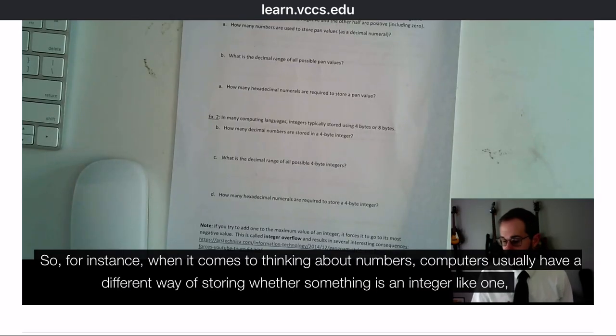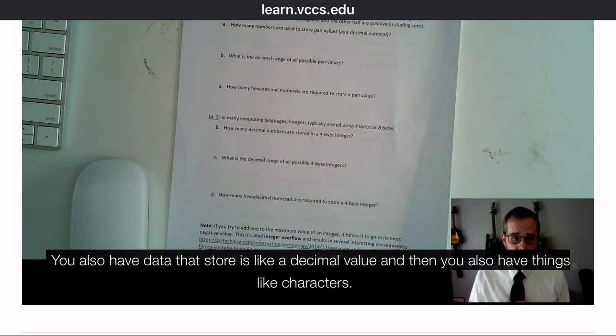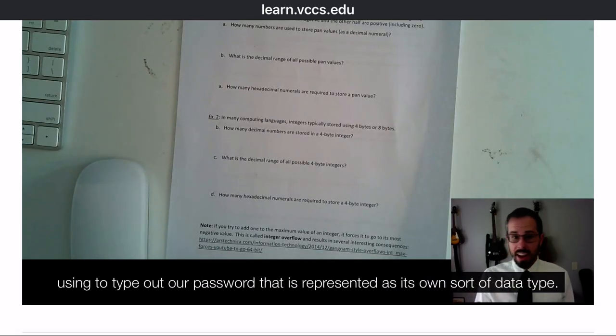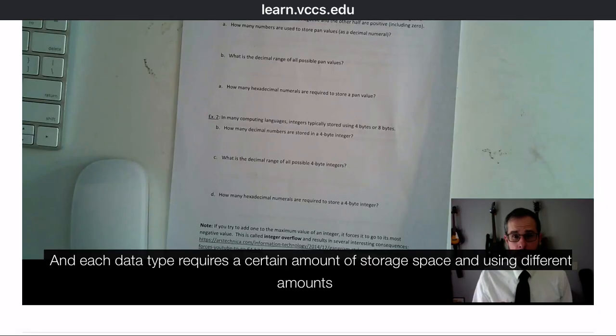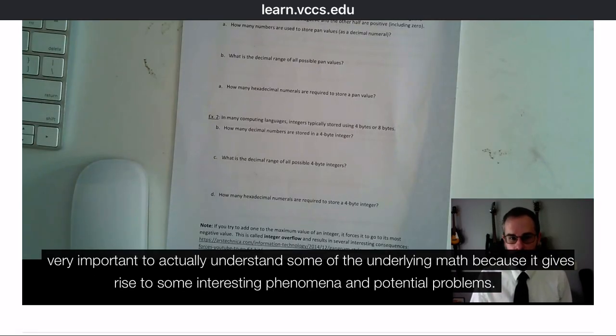So for instance, when it comes to thinking about numbers, computers usually have a different way of storing whether something is an integer, like 1, 2, 3, 4, 5, or 0, or negative 1, negative 2, negative 3, etc. That's one type of data. You also have data that stores a decimal value, and then you also have things like characters. So when we're representing the letters on our keyboard, or whatever it is that we're using to type out our password, that is represented as its own sort of data type. And each data type requires a certain amount of storage space, and using different amounts of storage space will allow us to do different things. It is very important to understand some of the underlying math, because it gives rise to some interesting phenomena and potential problems.